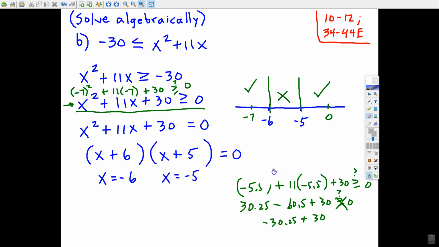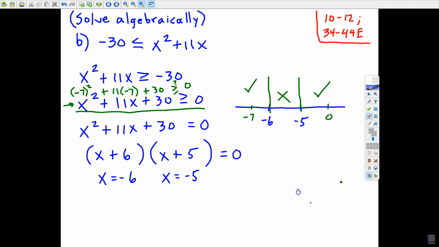So now we need to come to a conclusion. What is our final answer? Well, all of the numbers less than or equal to negative 6, because it says or equal to. So x is less than or equal to negative 6. And then over here, the numbers greater than or equal to negative 5. And that's my final answer.